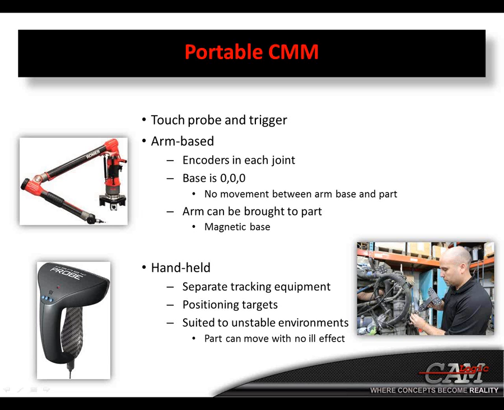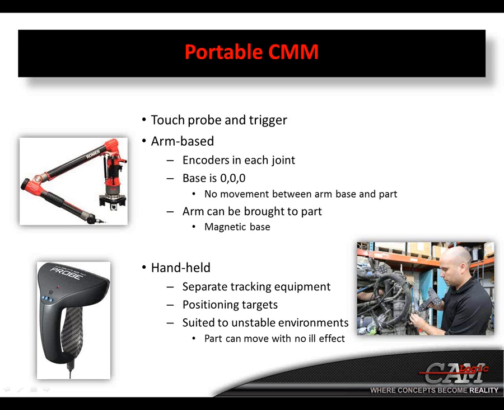Moving down to the handheld, this actually requires a separate piece of tracking equipment. So you can see over in this picture on the right, that fellow there with the handheld probe, you can see the positioning dots are actually on the probe itself. Your positioning equipment is typically 2 cameras that will be able to position the probe relative to the part being measured, which itself will have positioning dots as well, and measurements can be taken.